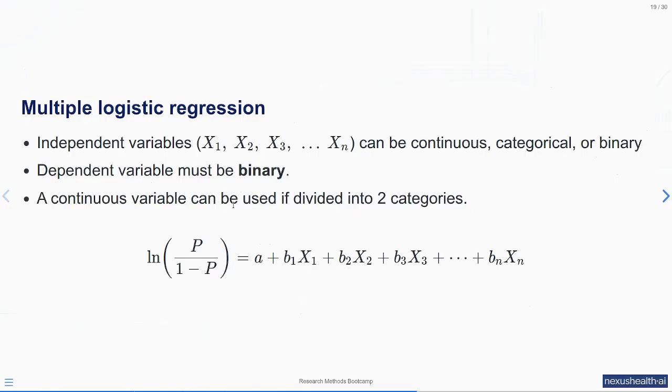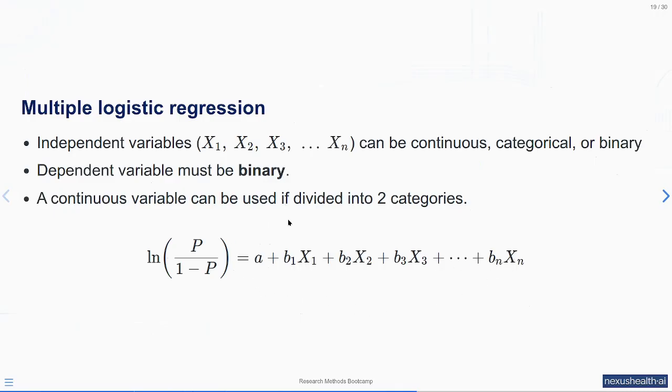A continuous variable can be used, right? You can dichotomize it. Even if you divide into two, it can be used, or it can even be used as a continuous variable. So let's look at this. We have the logit of p, that's the log odds of p, is now equal to a plus b1 x1 plus b2 x2 plus b3 x3, and so on and so forth.